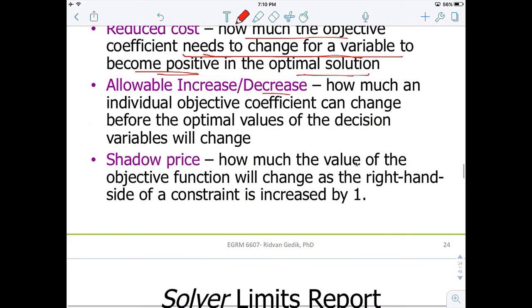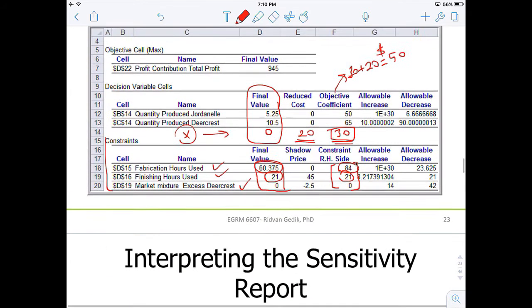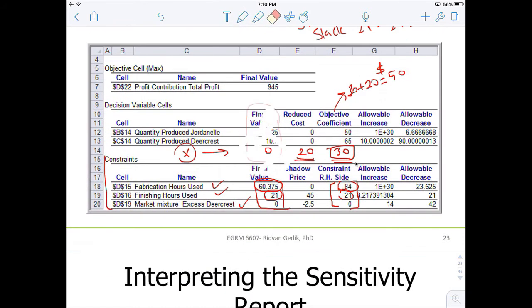Allowable increase and allowable decrease, those are the ranges that specify how much an individual objective function coefficient can change before the optimal values of the decision variables will change. Well, let's check them out. So here it says allowable increase and allowable decrease values for each product.